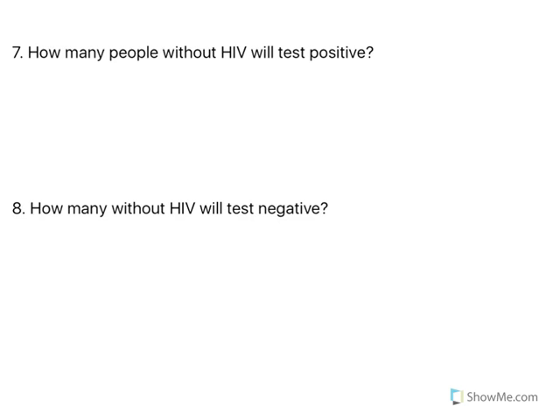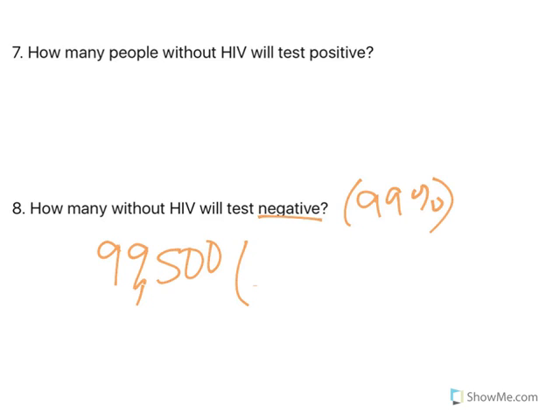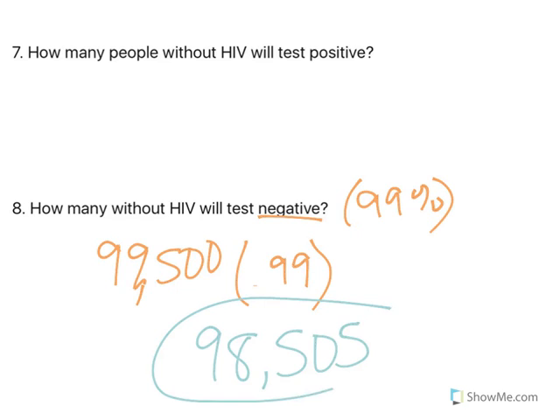So I'm going to do number 8 first. If I have 99,500 without HIV, right, these people do not have it, 99% of them will test negative. So we're going to multiply that by 0.99, because that's what should happen. If you don't have HIV, you should test negative. So 99,500 times 0.99 gives me 98,505. And that's what should happen. If you don't have it, you should test negative. So let's go up to number 7. We had 99,500 without HIV.